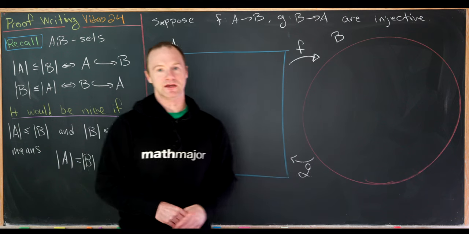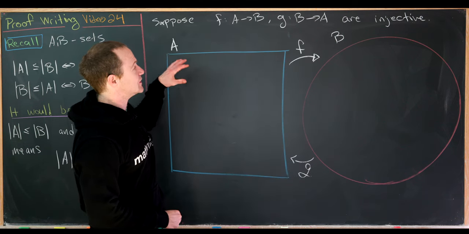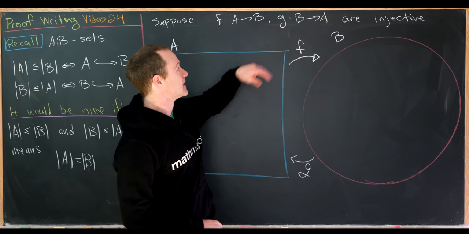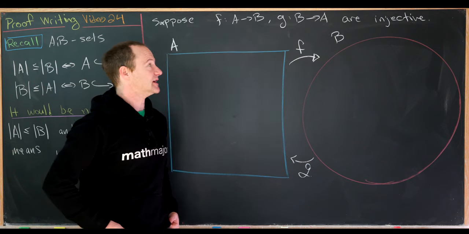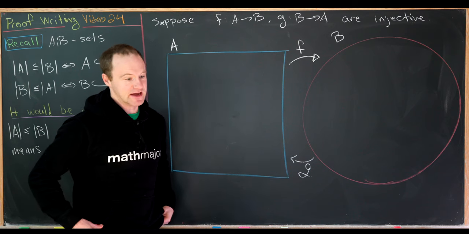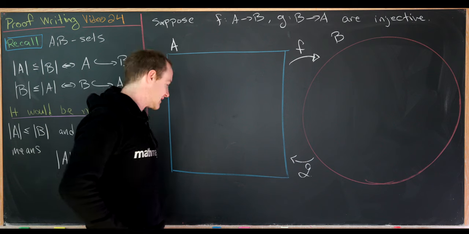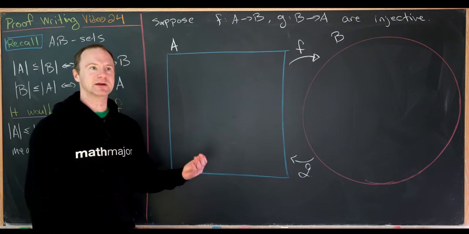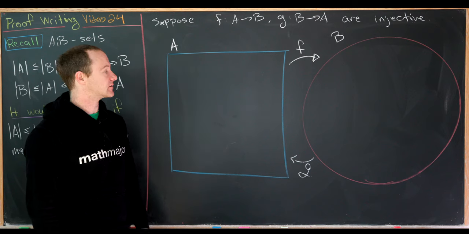But what does that really mean? That means we should be able to take an injection from A to B and another injection from B to A and construct a bijection from A to B. And that's exactly what we'll do today. This is called the Schroeder-Bernstein theorem, or sometimes the Schroeder-Cantor-Bernstein theorem.